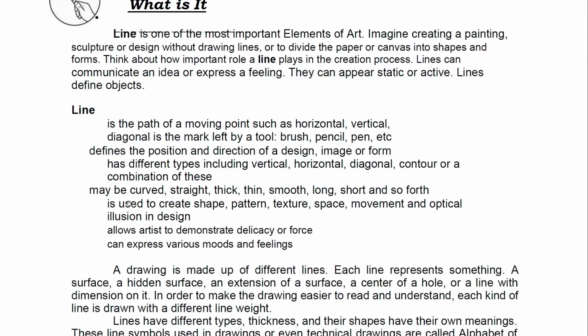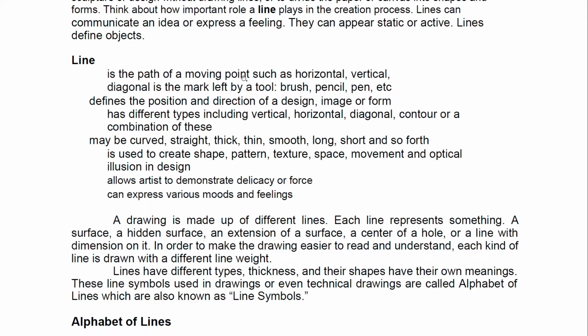So when we say line, it is the path of a moving point such as horizontal, vertical, diagonal, and it is the mark left by a tool. So for example, the tools, we have brush, pencil, pen, and etc. So it defines the position and direction of a design, image, or form. It also has different types including vertical, horizontal, diagonal, contour, or a combination of these. So it may be curved, straight, thick, thin, smooth, long, short, and so forth.